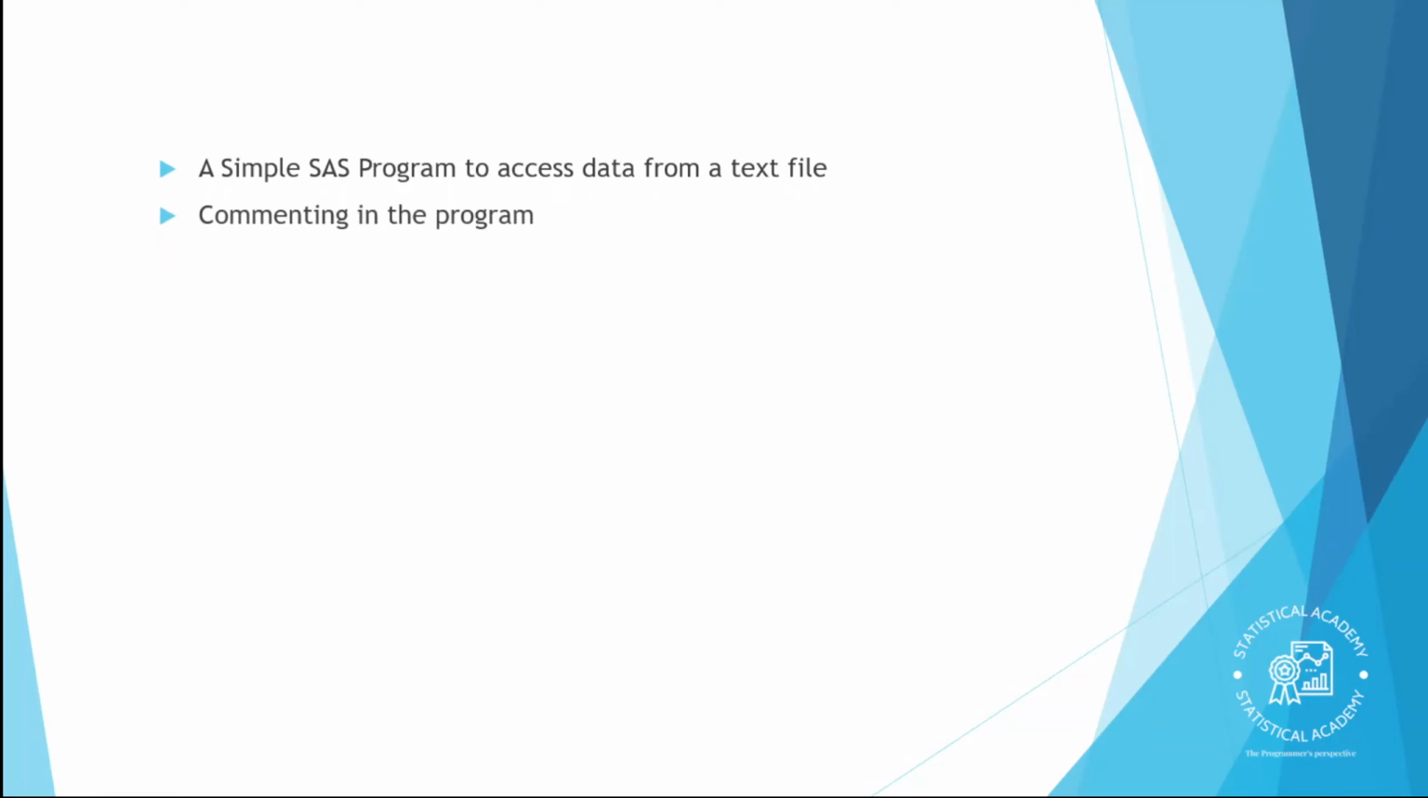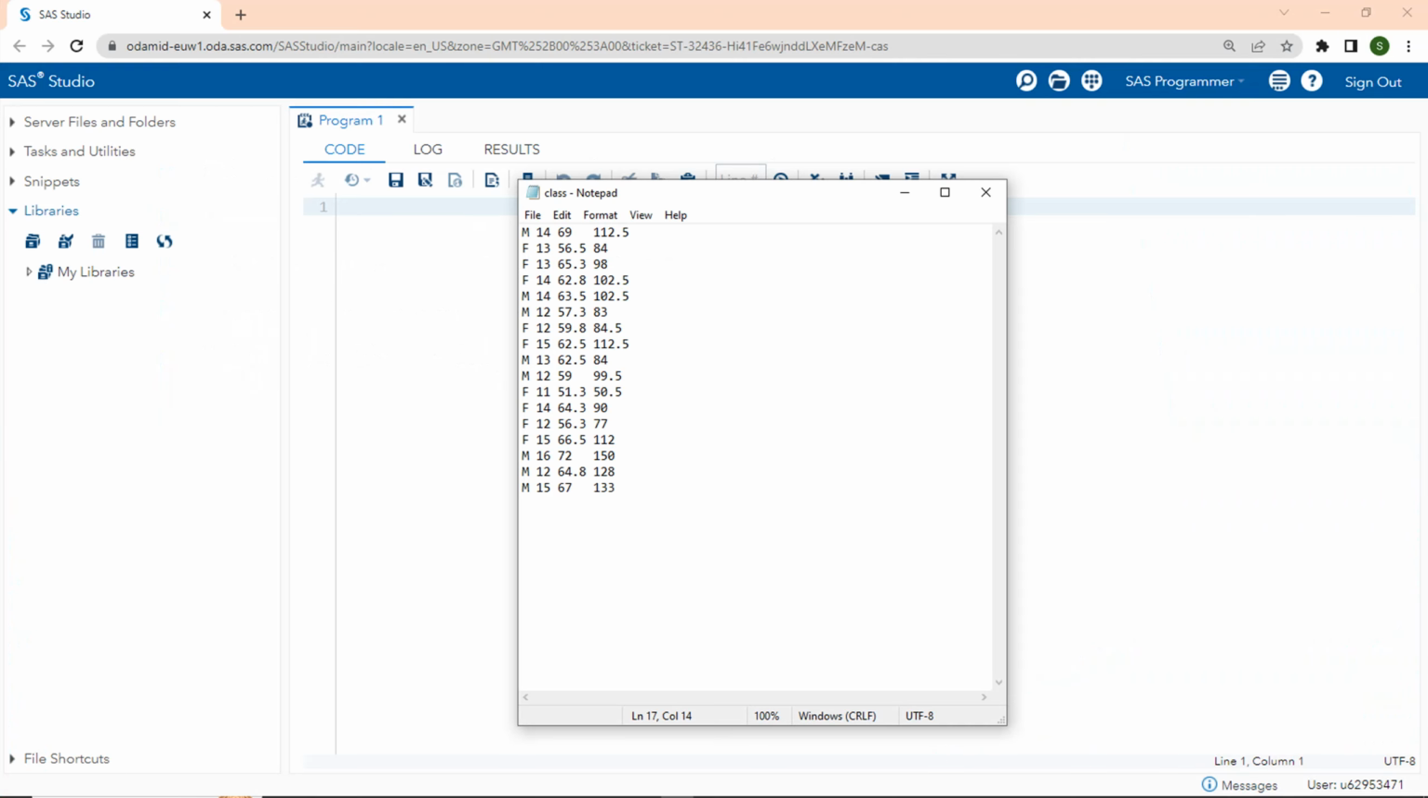In this video we will be looking at a simple SAS program to access data from a text file, commenting in the program, how the SAS system works behind the scenes, accessing raw data files, and writing data lines in a program. Let's start with a simple program to access data from a text file and create a dataset.